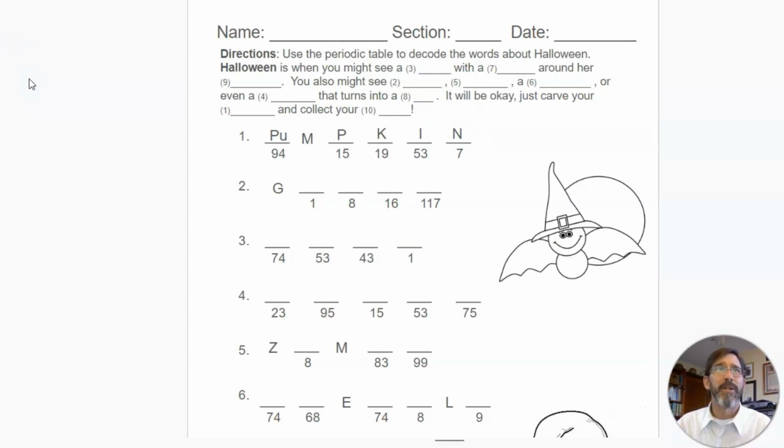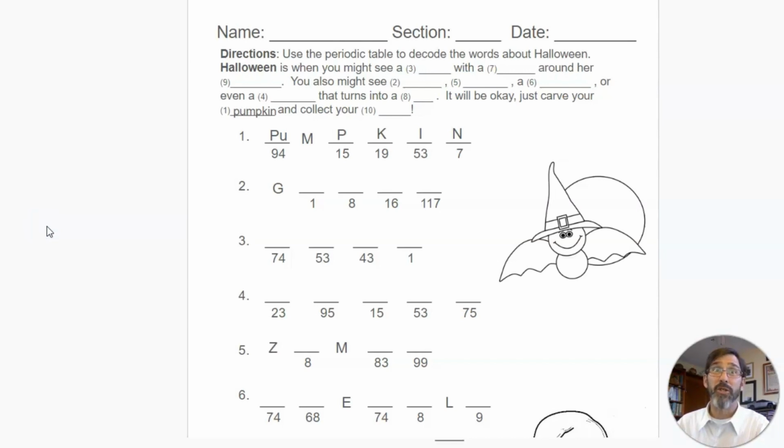Looks like you have decoded your first word. That word would be pumpkin. So up at the top of the page where you see the number 1, let's go ahead and put the word pumpkin. And you just decoded your first word. Let's move on to number 2.